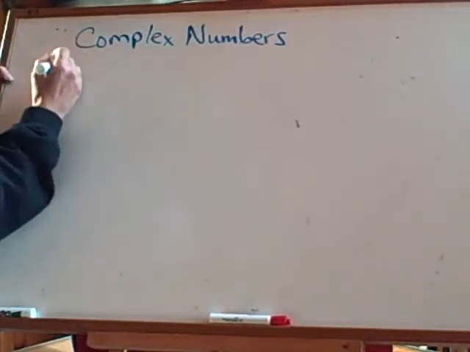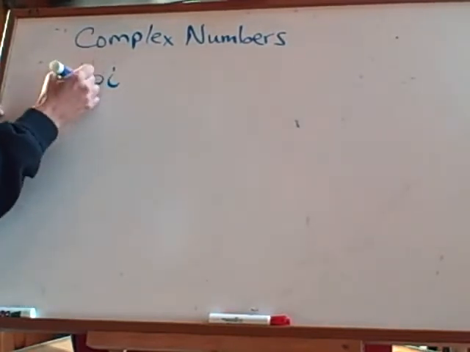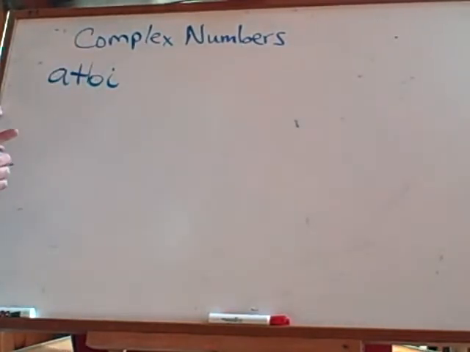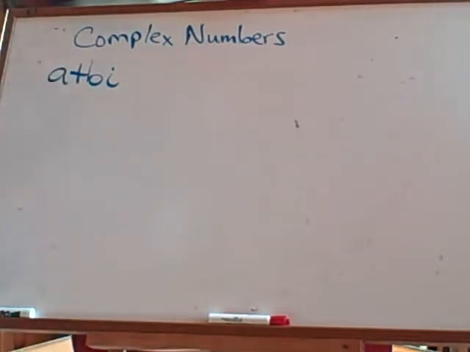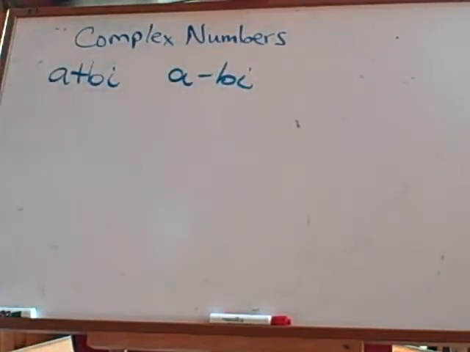Okay, complex conjugate. Here's your a plus bi. A conjugate has the same exact a and b, only the sign is different in between. A and b are the same. The complex conjugate of this would be a minus bi. Basically what you're trying to do is set it up so that your middle terms knock out. So the complex conjugate of a plus bi is a minus bi.